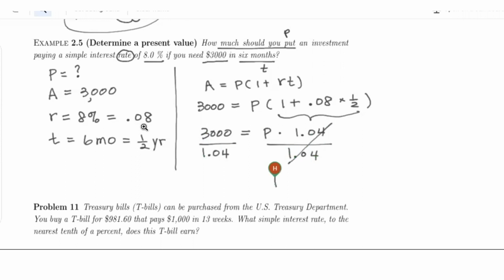So P equal to, and you have a number. So you have a calculator. Alexa, you have a number? I got 2,884. Any cents? 61, 64. So let me see. I want to write it in cents. So 2,884.62. Is that right?